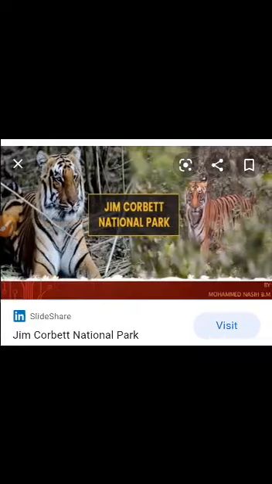Here we come to Jim Corbett National Park. Jim Corbett National Park is a forested wildlife sanctuary in the northern Indian state of Uttarakhand. Rich in flora and fauna, it's known for its Bengal tiger. It was established in the year 1936 as Hailey National Park to protect the endangered Bengal tiger. It is located in Nainital district and Pauri Garhwal district of Uttarakhand and was named after Jim Corbett, a well-known hunter and naturalist.